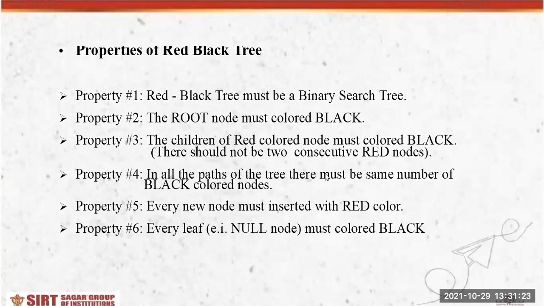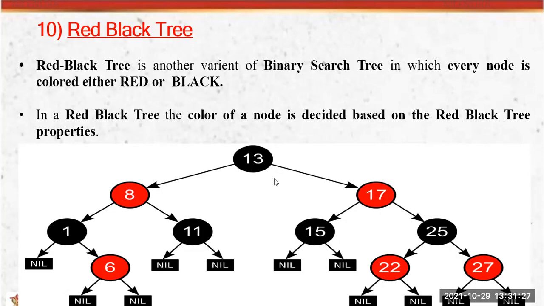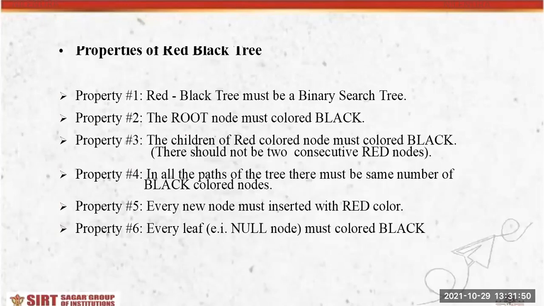In all the paths of the tree, there must be the same number of black colored nodes. You can see in every path from 13 to 11, I have two black nodes. From 13 to 1, I have two black. From 13 to 15, I have two black. From 13 to 25, I have two nodes covered, or you can say the levels are two. So each and every node we are covering through two levels. This is the same for every path of the tree: there must be the same number of black colored nodes.